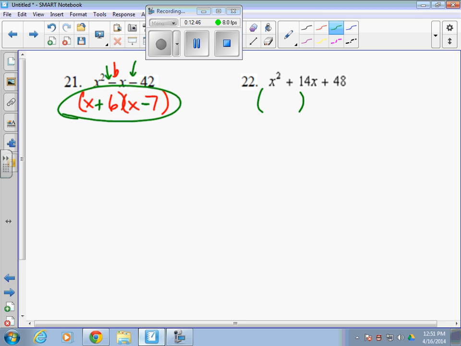Two sets of parentheses, x times x. Again, what factors of c, what factors of 48, get you to b's value 14? 8 and 6 are the numbers you're going to use. This tells you the signs are the same. This tells you what they both are, plus 8, plus 6.